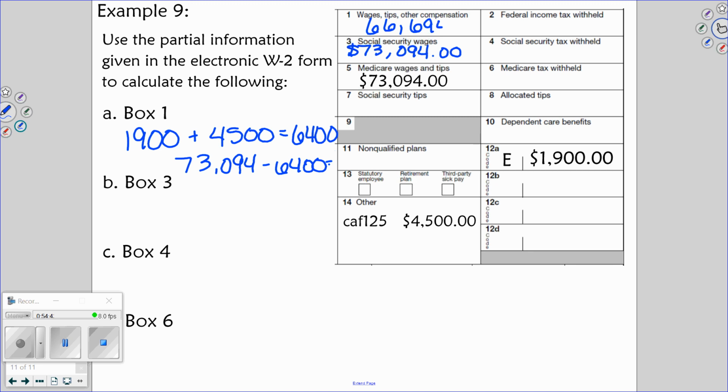Good. Because that, again, is your pre-taxed money. They're taking that stuff out beforehand, because when they do federal tax and state and all of that, it's based on the pre-tax stuff being out of there. So box 4, Social Security tax withheld. Is Social Security tax based on box 1 or box 3? Box 3. So for box 4, we're going to do the 73,094.